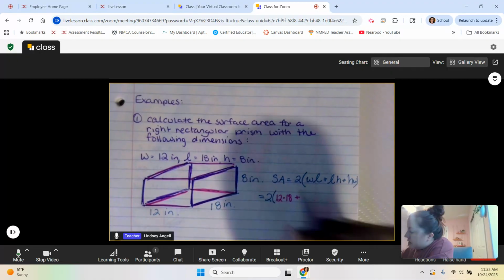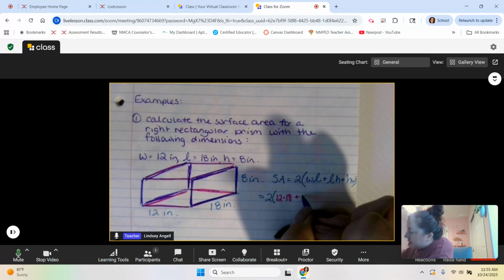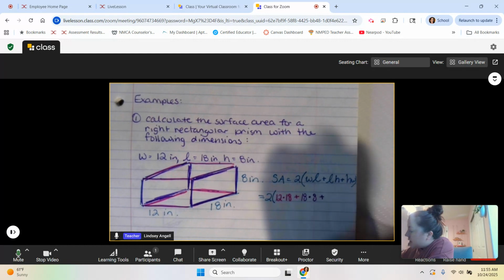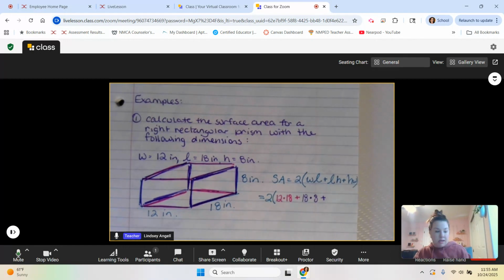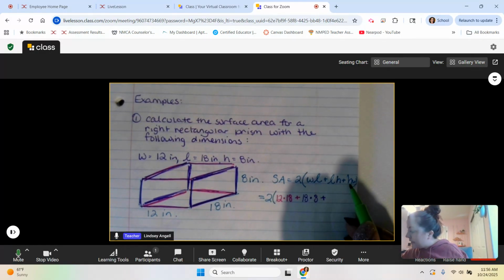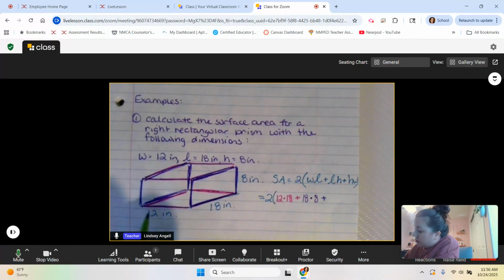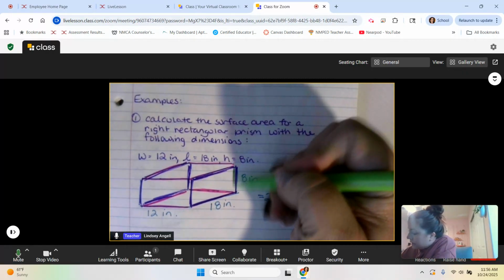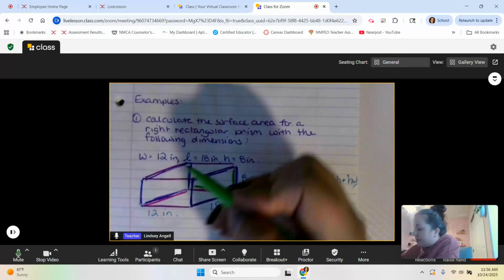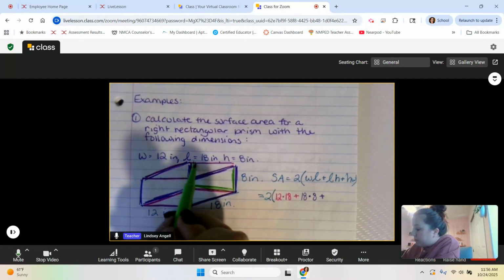Okay, so that's those two dimensions. So that would be 18 times 8 plus, and then my final one, I have to find a different color. Let's see, we'll do green. The final one is height times the width. So height, well, that's right here, right? There's my height times my width. That's this one back here.